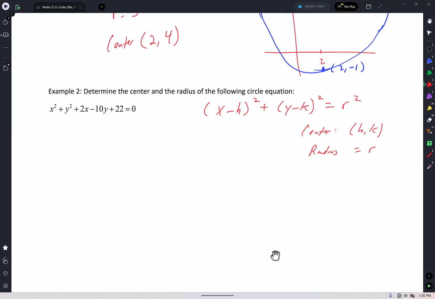Does that make sense? Yeah? Okay, so check it out. Group the x's and group the y's, and then give a little space. So do this. X squared plus 2x plus blank, plus y squared minus 10y plus blank, equals negative 22. Chav, why did you put those blanks? Because I'm going to complete the square.